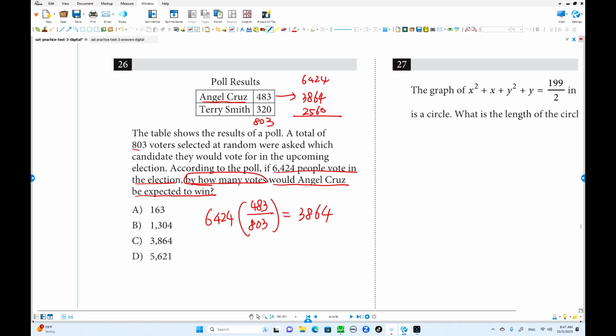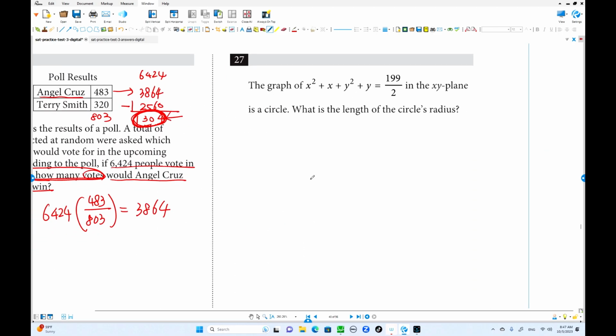Okay, but over here, by how many voters? We're going to find the difference, okay? By how many voters? So subtract it. Okay, he's going to win by this many voters. So we have to find the difference. We have to be careful, okay? This question is a little bit confusing, okay? By how many voters, okay? He is going to win by this many voters.